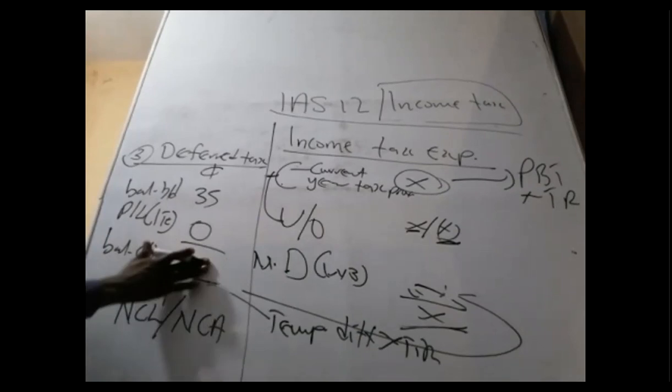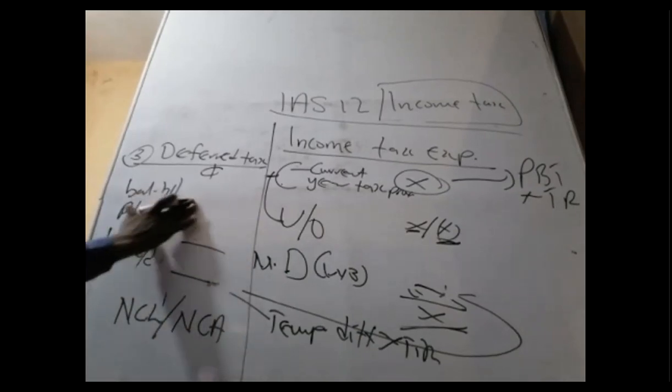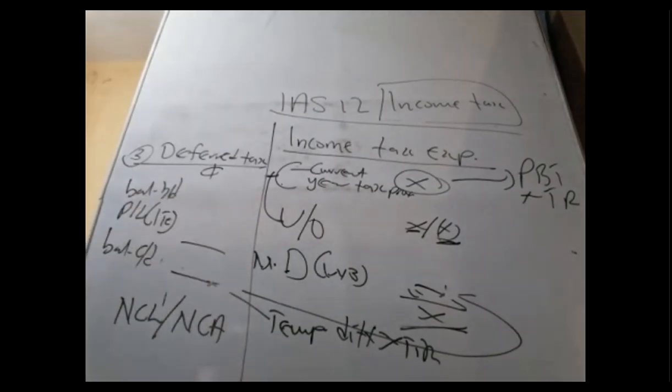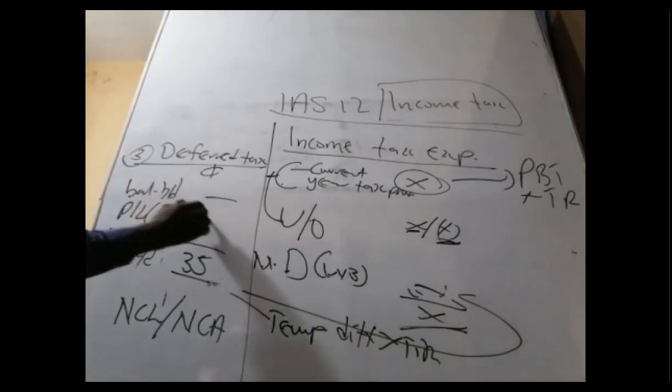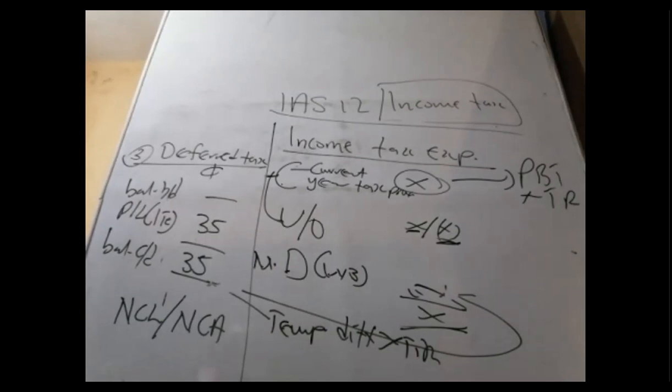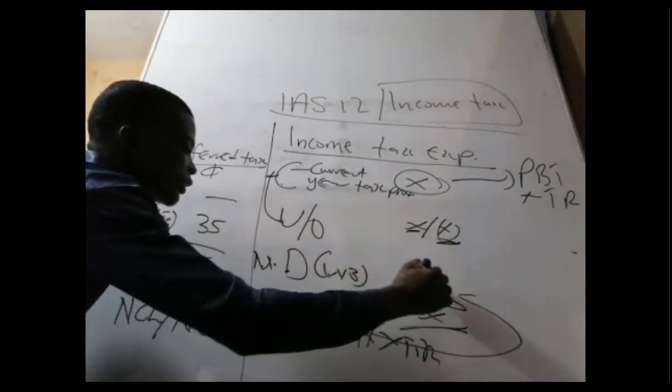Finally, what if this is the situation? First time of provision. Here is 35, and here is dash. So what should I do to the opening balance so that I can get the closing balance? I have to still put 35 here. Good. So here becomes 35 positive.